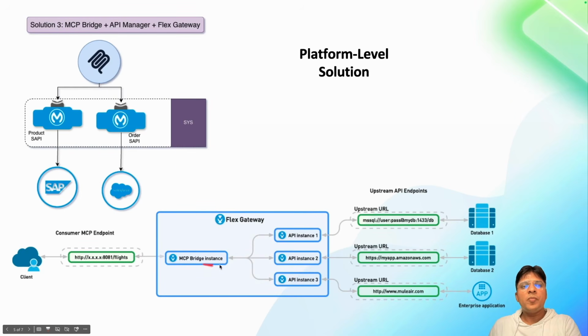So you'll be creating an MCP Bridge. It will get deployed on Flex Gateway. You'll add the API instances from your Exchange. You'll add the implementation URL to those API instances. You will map the operations from these API instances to the MCP tools. And this bridge will get deployed on Flex Gateway and you'll get a single endpoint. That single endpoint will be consumed by the AI agents.